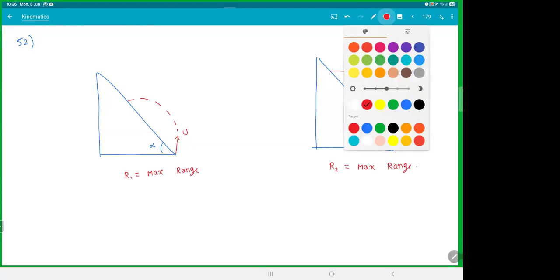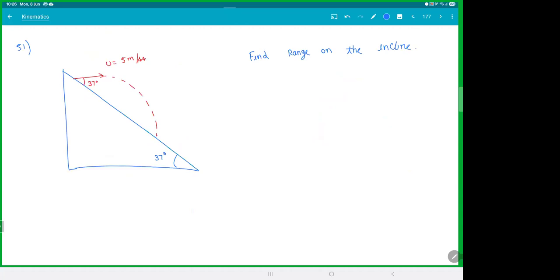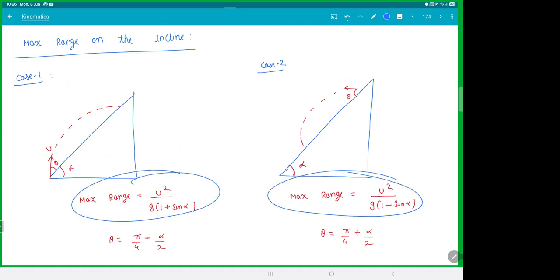So you threw a particle up the incline and down the incline with some angle such that you got maximum range. It is given in the question that if r2 by r1 is 3:1, then find the angle of inclination. When you throw with the same speed up the incline and down the incline, you get different maximum ranges, and that ratio is 3:1. Then what is alpha? I'm sure you don't remember the result, so just copy it down. If you know the result, the question is very easy. If you don't know the result, then you have to derive this.